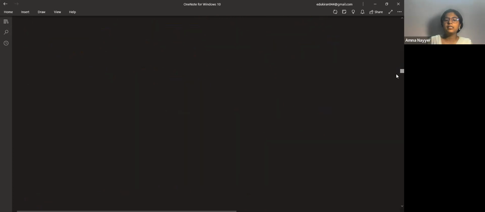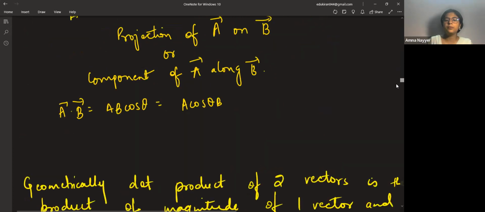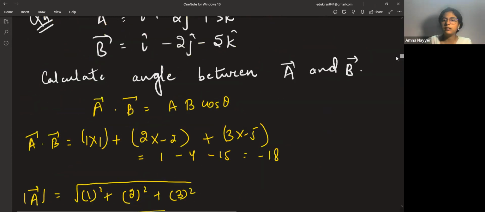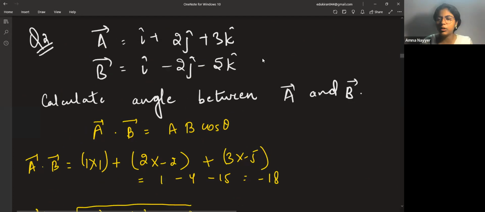This last component part is left, no? Okay, let's do it. First, note down this question. Then that end part of dot product we will do. Then we'll start with cross product.